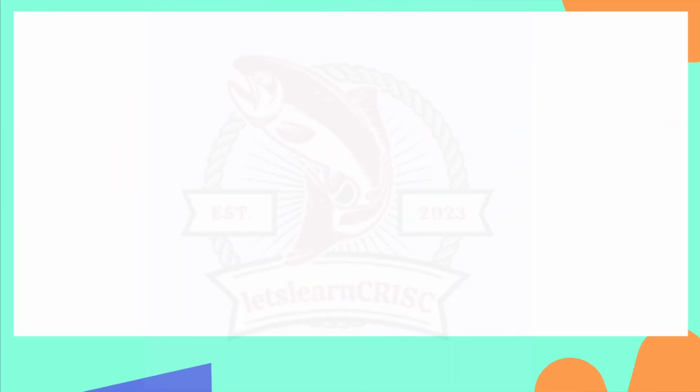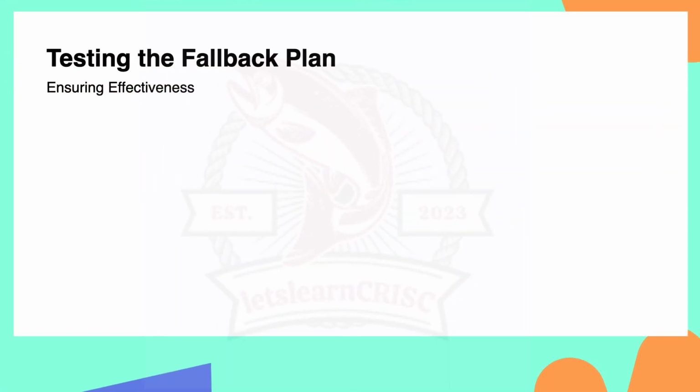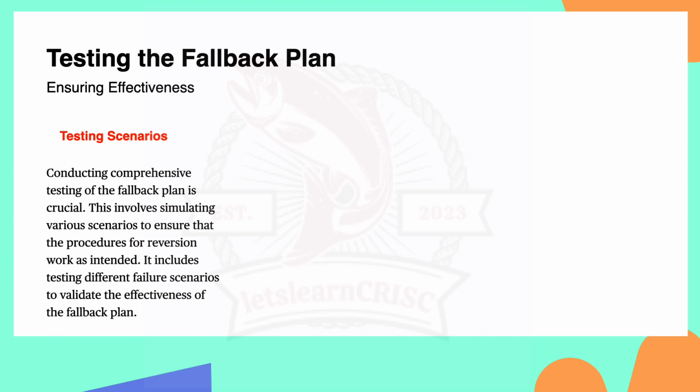Right? Moving next. Next is about testing the fallback plan. First is the testing scenario. Friends, there are two things in this, right? The action we are taking is conducting comprehensive testing of the fallback by simulating various scenarios, right? Ensure the procedure for reversion works as intended, testing different failure scenarios, right? Think of it as practicing different routes on a map, right? So testing scenarios ensures the fallback plan can handle various situations effectively, right?